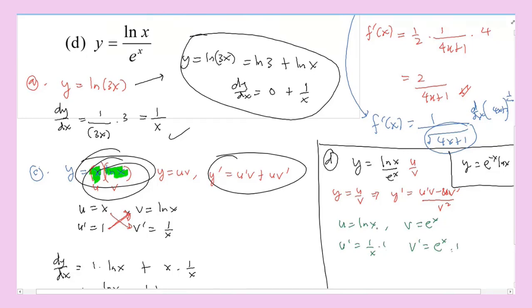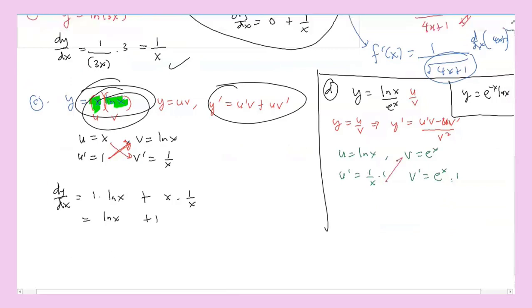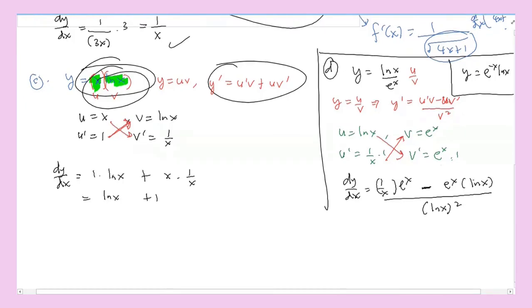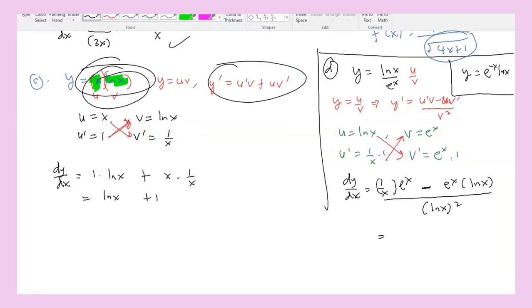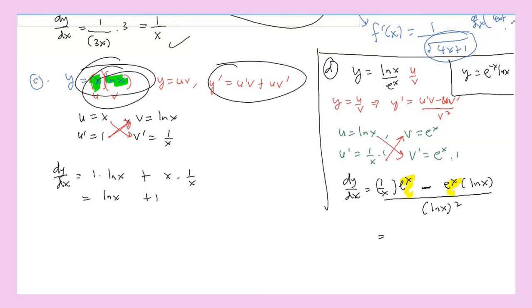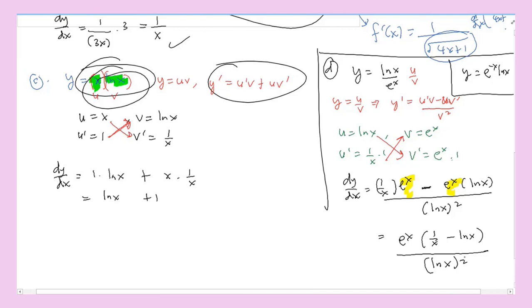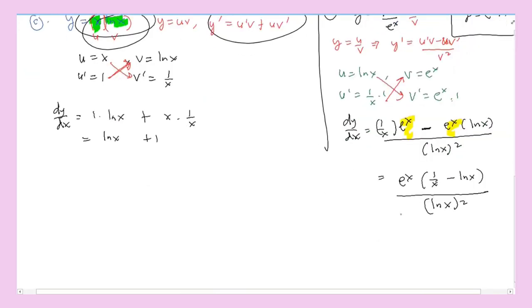Do we need to differentiate this? Okay, and the next step, cross-multiply, and dy dx is 1 over x times e^x minus. Remember for the quotient, the bottom one is heavy, so it needs the minus. ln x over, okay ln x, simplify. Check first, simplify and check first. This e^x is a constant, so factorize, e^x times (1 over x minus ln x), over ln x squared. Okay, I think we stop here.